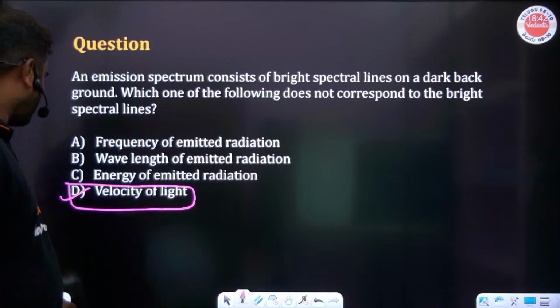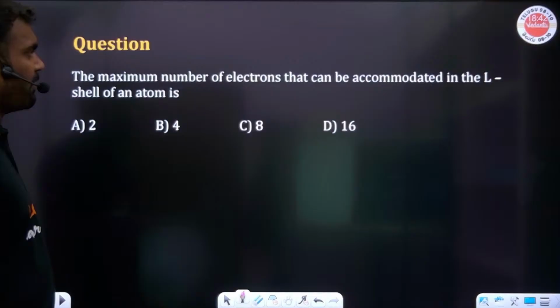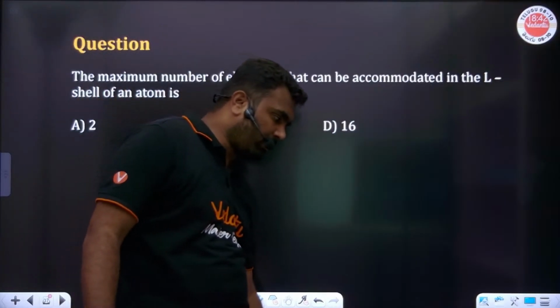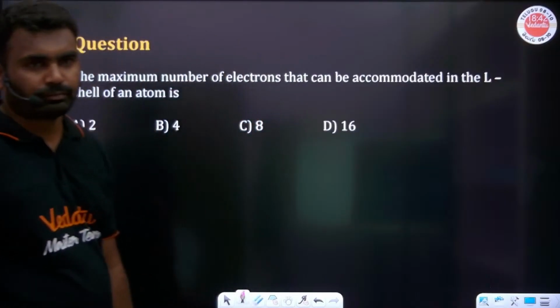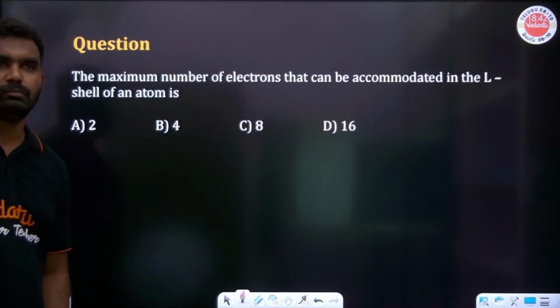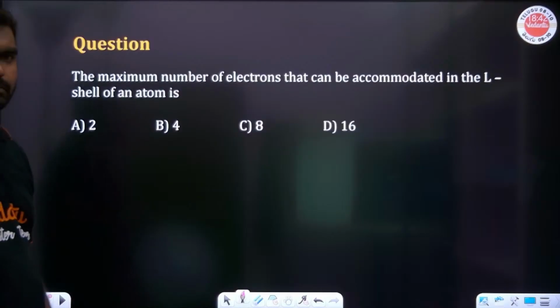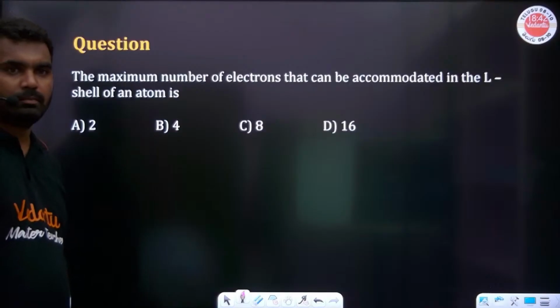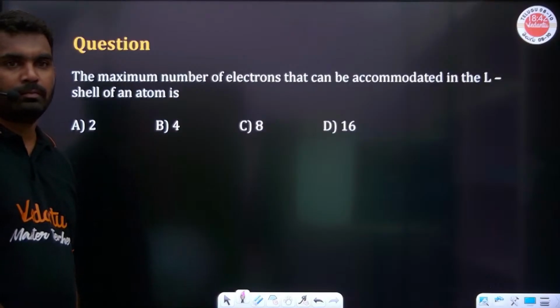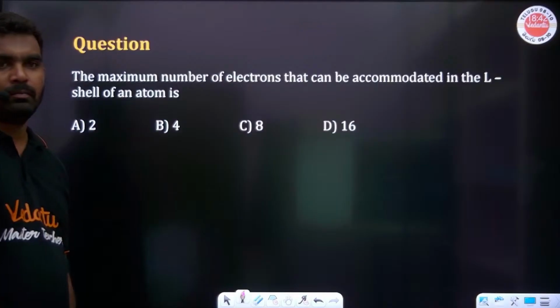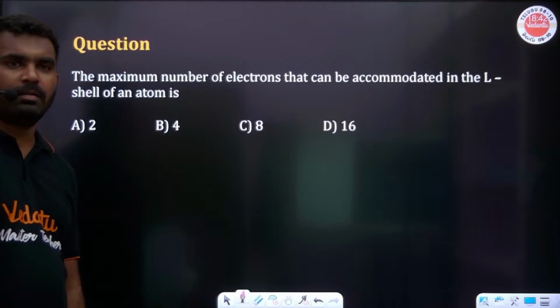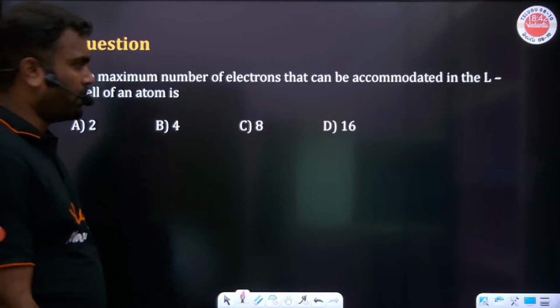Very good. Next question. The maximum number of electrons that can be accommodated in the L shell of an atom is? In the L shell, how many maximum electrons can be accommodated? Yes, very good, it is 8, beta.